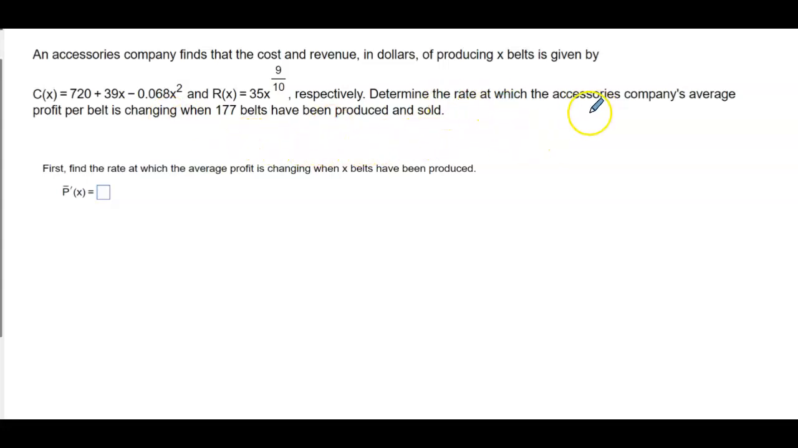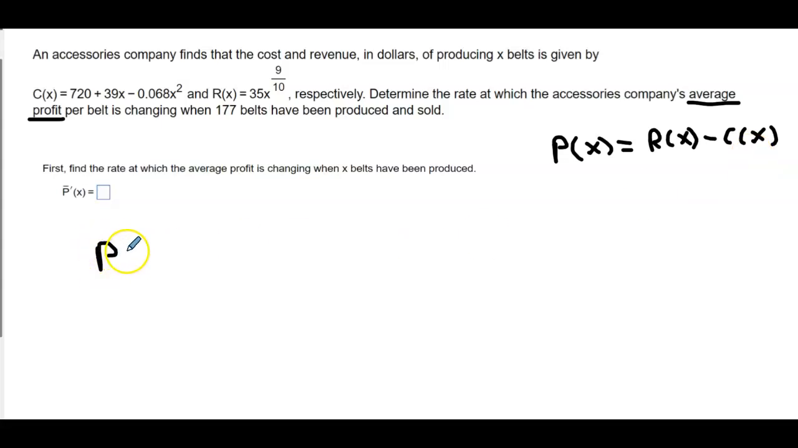First off, they're asking for profit, or specifically average profit. We have a cost and a revenue function. So we really should consider beginning this problem by finding the profit function. So we can use the definition for profit as revenue, which we have a function for, minus cost, which we have a function for.